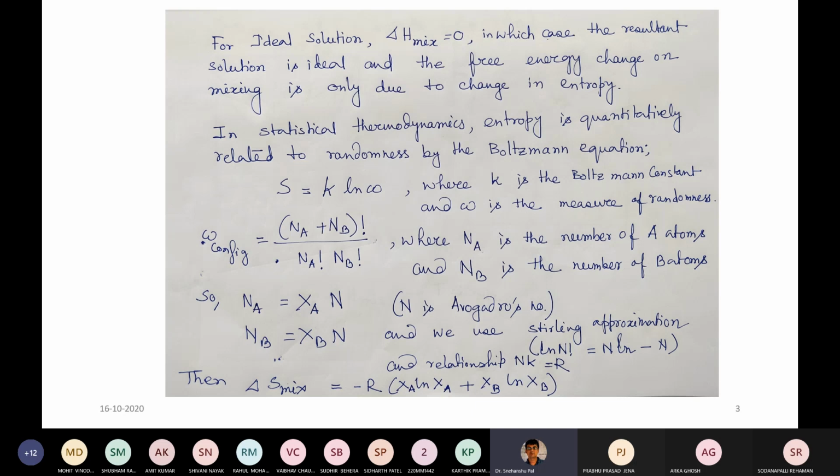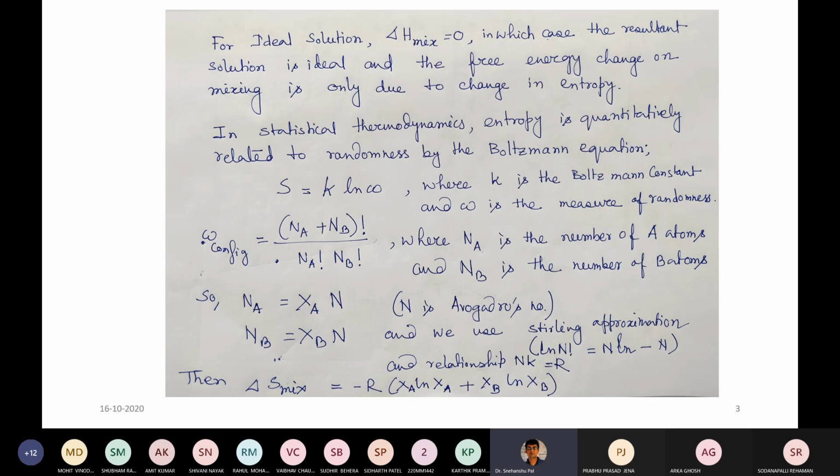If you go by probability theory, the number of distinguishable ways of arranging the atoms on the atom sites will be like this: omega configuration equals the total number of sites available, Na plus Nb, factorial, divided by the individual atoms' factorials, Na factorial and Nb factorial, where Na is the number of A atoms and Nb is the number of B atoms.